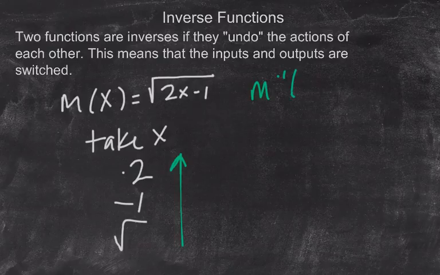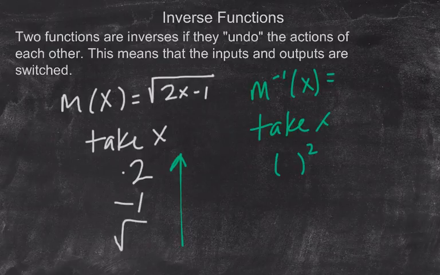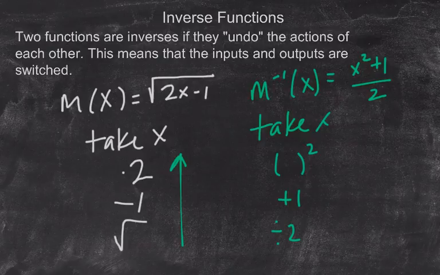So m inverse of x is going to take x, we're going to square it, add 1, and then divide by 2, which means that our m inverse of x equation looks like x squared plus 1 all divided by 2.